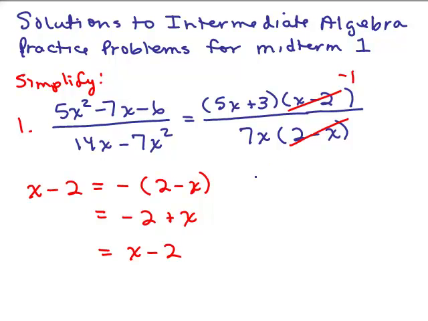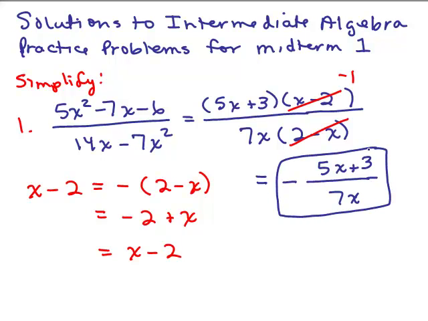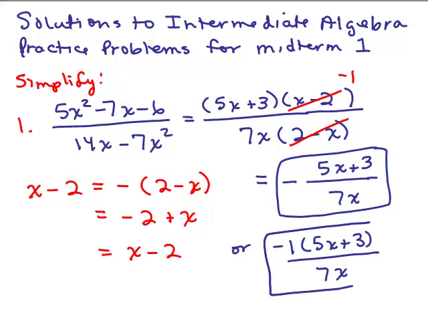All right, so what does that give me for my answer? Well, I've got a negative 1 times 5x plus 3. You can write the minus out in front of the fraction bar if you'd like. So that's an acceptable way of writing the answer. Or you can write a negative 1 times 5x plus 3 in the numerator if you'd prefer to do it that way. Or you could distribute the minus 1 and write negative 5x minus 3. So that's number 1.